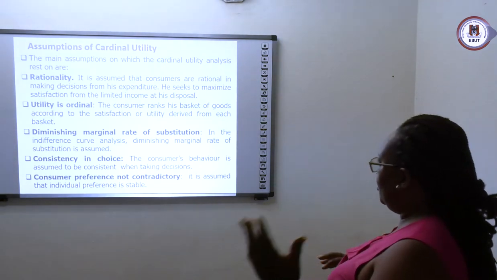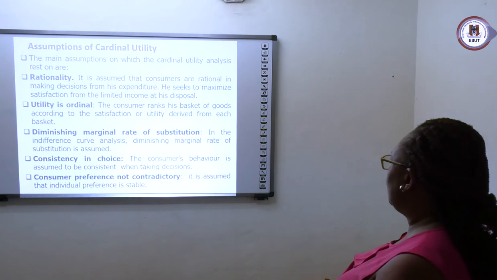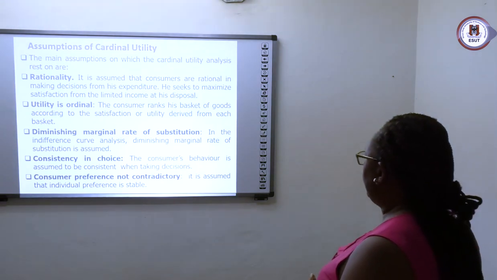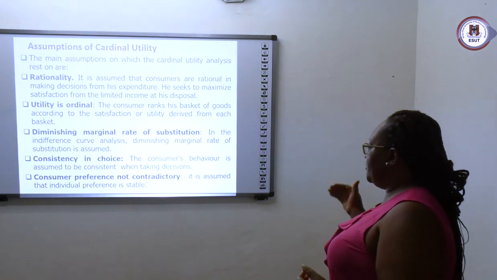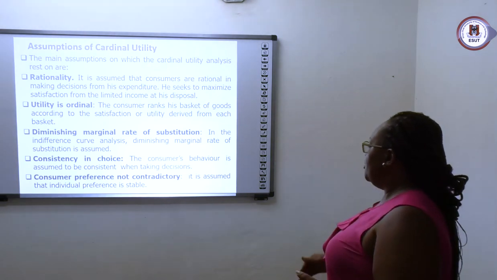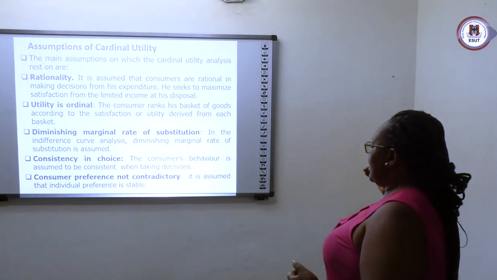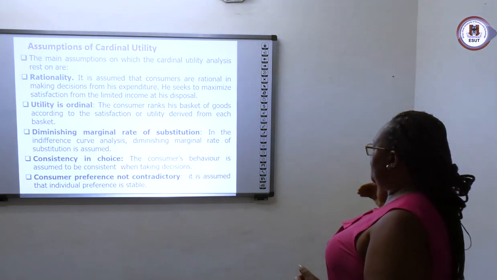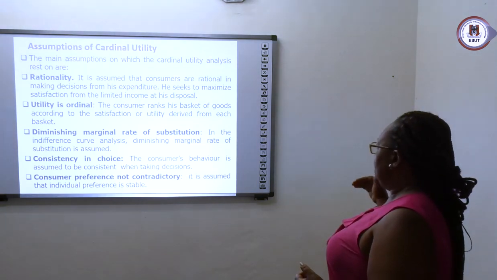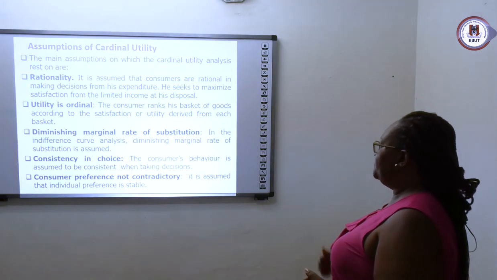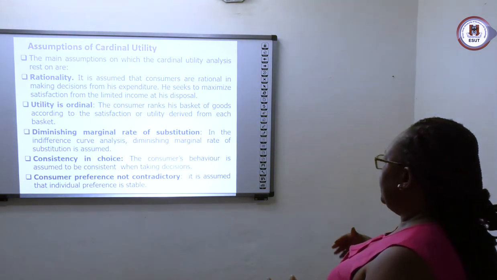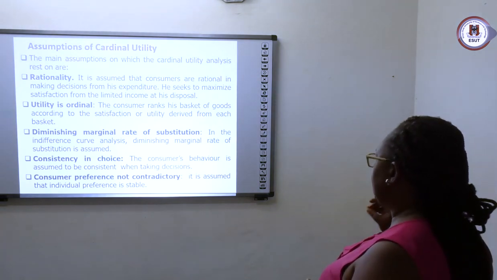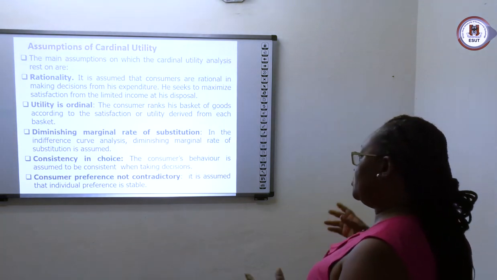Utility is ordinal. We've talked about utility, that it is not measurable, and that it uses the indifference curve. Using the indifference curve, you will see the different levels of satisfaction on that utility curve. That's the ranking. We have the diminishing marginal rate of substitution. In indifference curve analysis, diminishing marginal rate of substitution is also assumed.